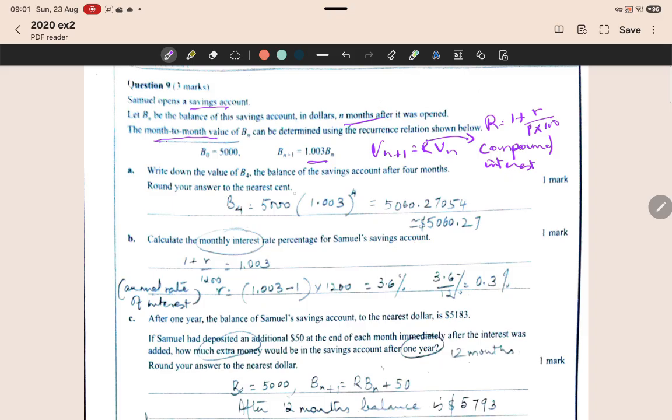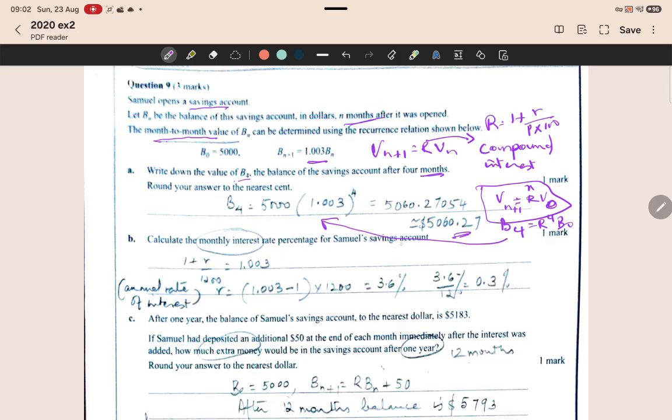So if they want the balance after 4 months, here it's directly after a certain number of months. And if you remember that formula, Vn plus 1 is equal to R times Vn, so here Vn is R to the power of n times V0. So if you were to apply that formula here, it will be B4 is equal to R to the power 4 times B0. And that is this one, which gives you this answer.